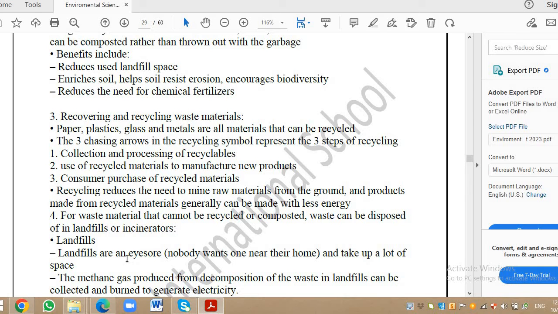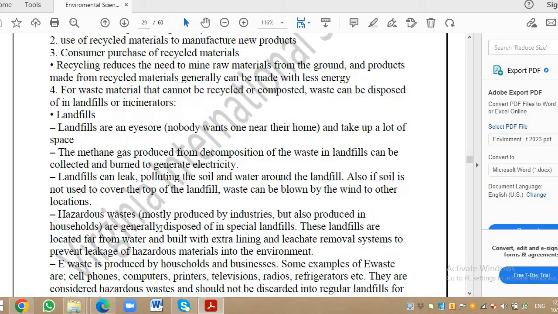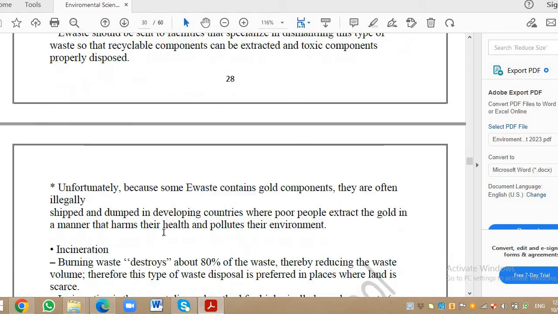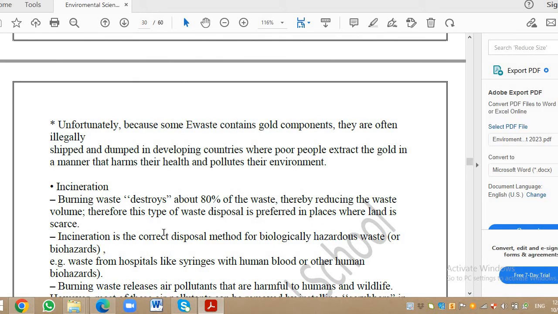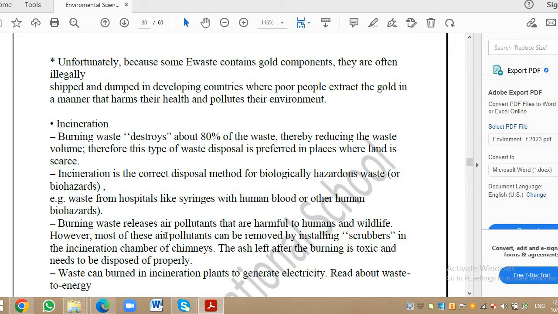Okay, and for the waste that cannot be recycled or composted, it can be disposed of in landfills or incinerators, okay? What's incineration? Incineration is burning waste. When we burn waste, we are destroying about 80% of the waste. Okay?